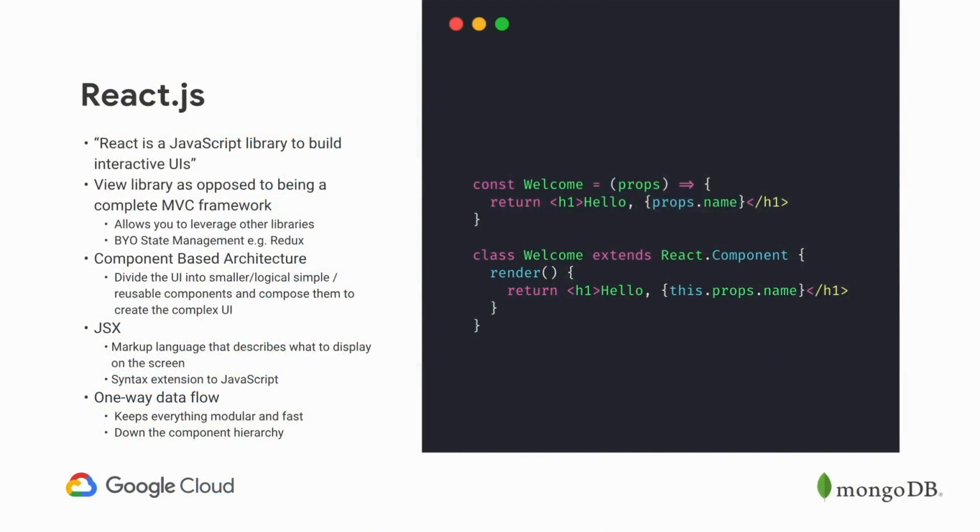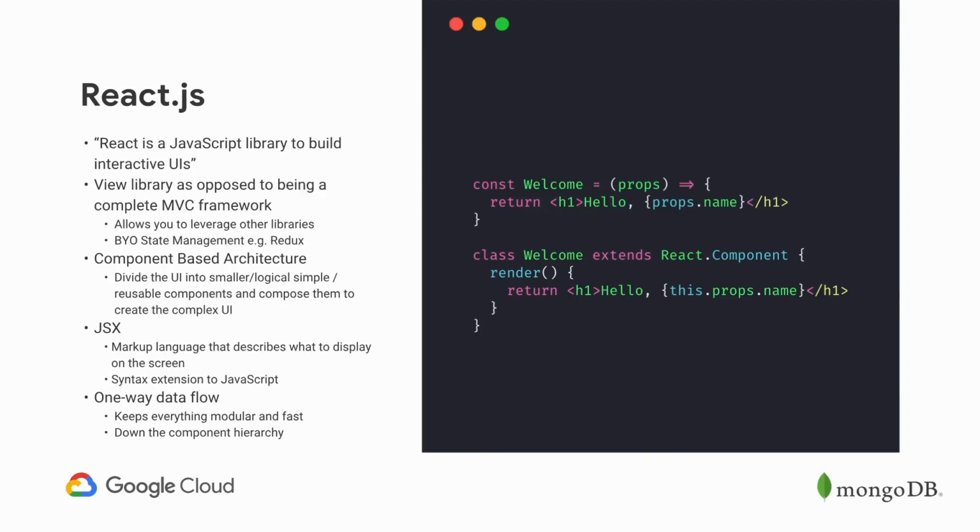So then it comes to our view part, which is built on React. And React, as Facebook's GitHub project says, is a JavaScript library to build interactive UIs. React is really great. It is based on a component-based architecture, so it lets you write components and then compose them to make really complex UIs. You can divide the UI into logical, simpler components.